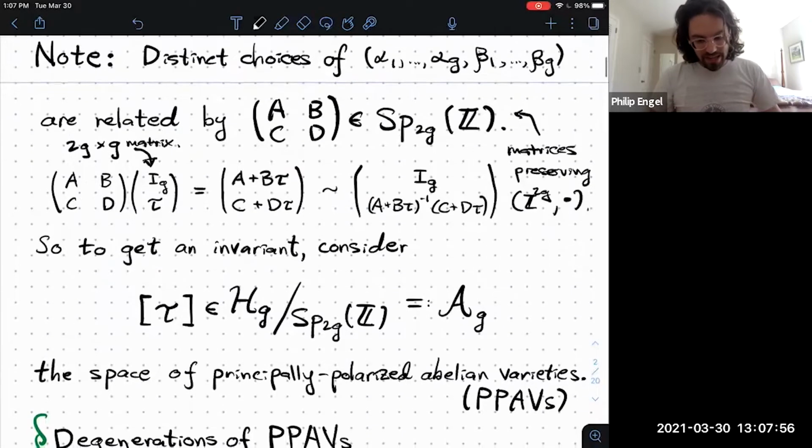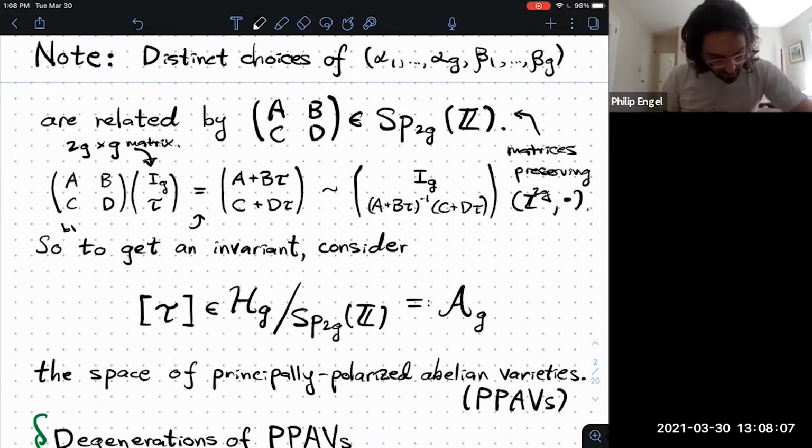And then the change of basis, A, B, C, D, in Sp2g of Z acts on this period matrix in the following way. So this is the block G by G action.